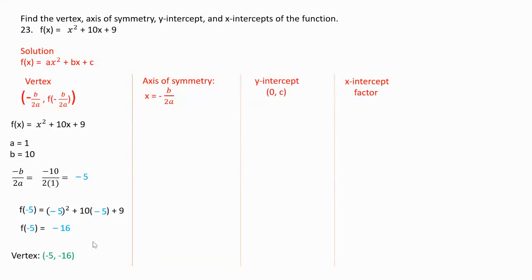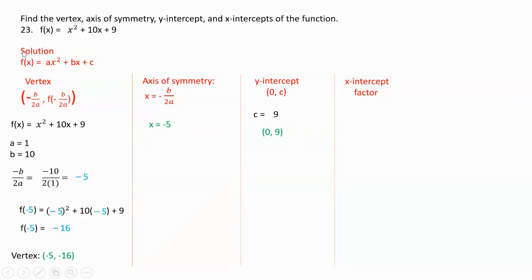Okay, now, once you found the vertex, you also found the axis of symmetry. The axis of symmetry will be x equals the x part of the vertex, which is negative 5. So the axis of symmetry will be x equals negative 5. My y-intercept is (0, c). My c is 9, so it's going to be (0, 9). Okay, that's my y-intercept.